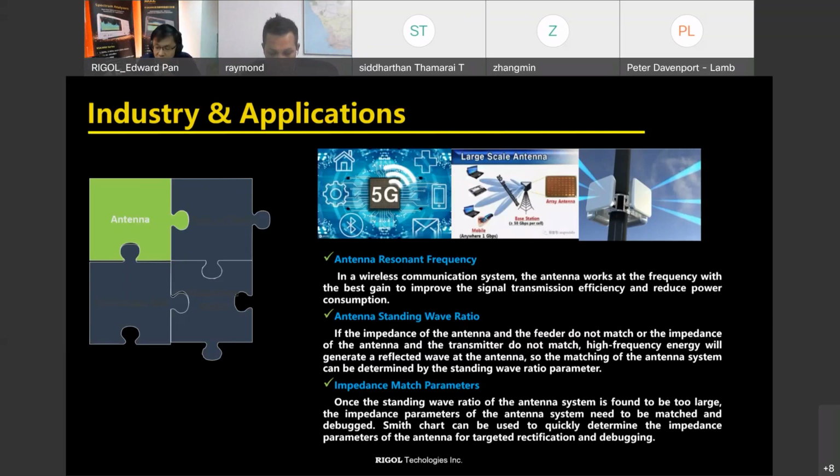Besides the antenna, you can see the standing wave ratio. You can see the impedance matching status when you do the debugging of the circuit design procedure. If the standing wave ratio of the antenna system is found to be large, the impedance parameters of the antenna system need to be matched and debugged. So here, a Smith chart can be used to quickly determine the impedance parameters of the antenna for target rectification and debugging.